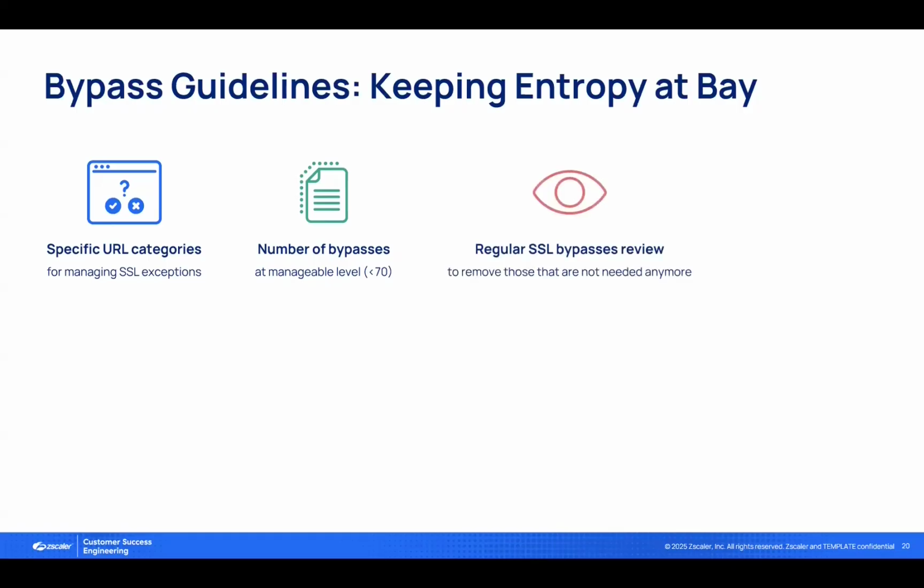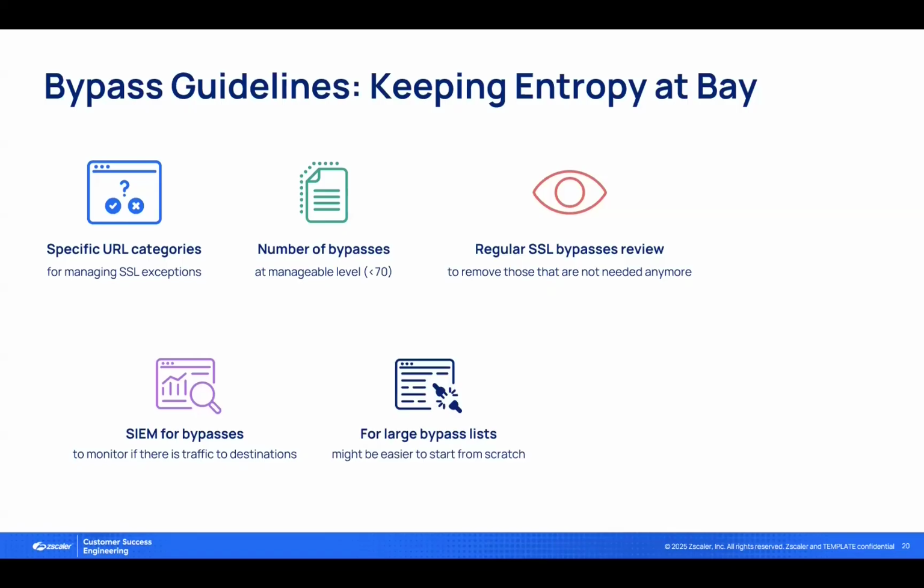Next, you should regularly review SSL bypasses to remove those that are not needed anymore. An easy way to do this is to use a SIEM if you have one configured. You can load your bypass list in your SIEM and look for a hit count. Any website that doesn't have a hit count or has a very low hit count can safely be removed from the bypass list as it's no longer being accessed by users.